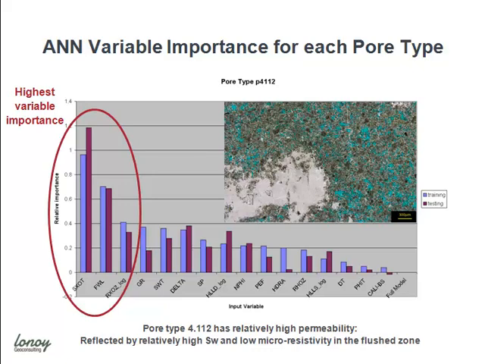The variable importance for each pore type can be calculated, and here we see an example for pore type 4.112 in a given field. The input parameters to the left, those with the highest bars, have the strongest impact on the prediction of this pore type. We see that the SXOT and RXOZ logs are very important for the prediction. In this particular field, pore type 4.112 has relatively high permeability, and this is reflected by relatively high water saturation and low micro-resistivity in the flushed zone.